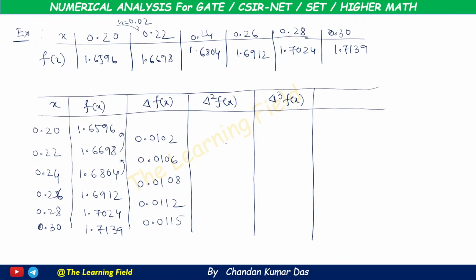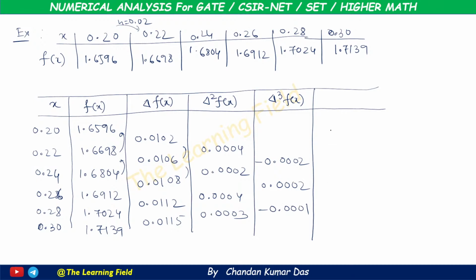Delta square f(x) is equal to this minus this, this minus this. So this is equal to 0.0004, 0.0002, 0.0004, 0.0003. Okay, then the delta cube f(x) is minus 0.0002, 0.0002, then minus 0.0001, and then the next difference is 0, or you can say constant.